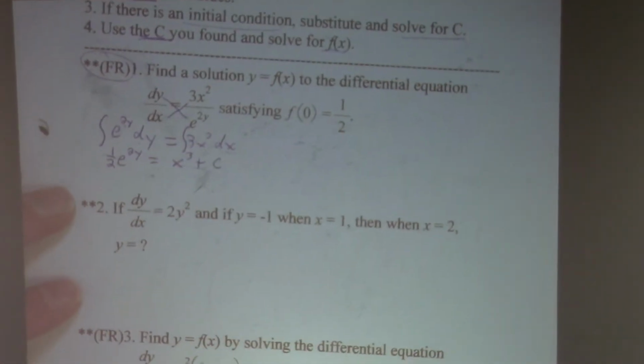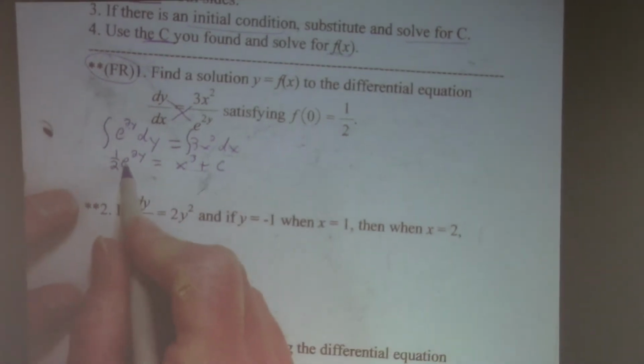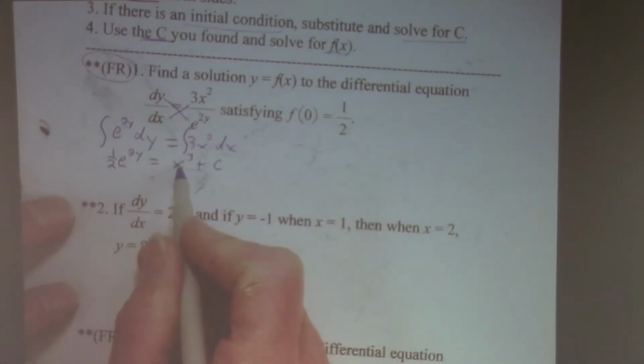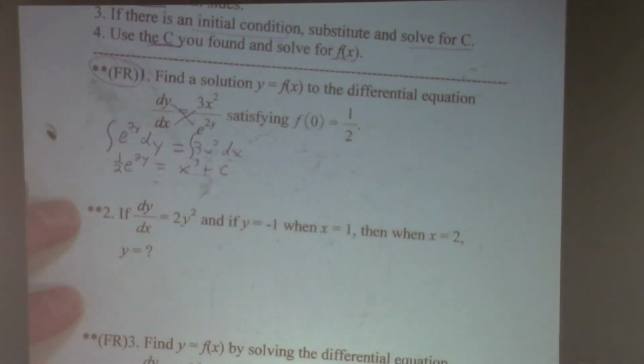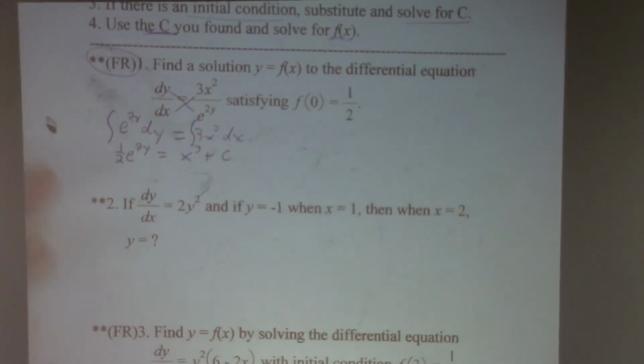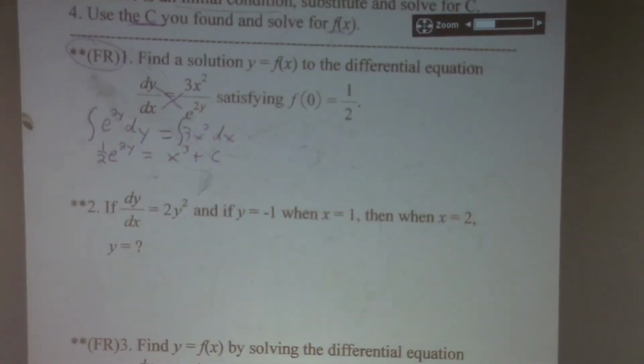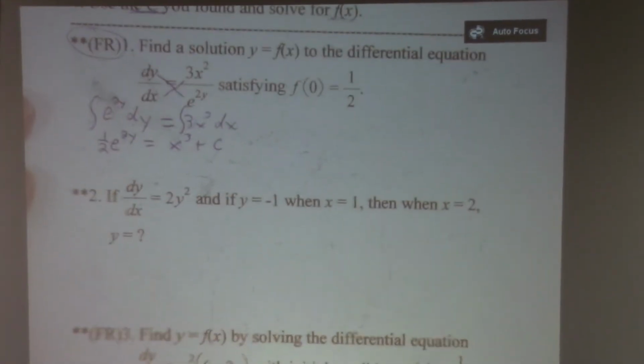And you have just earned 2 more points. 1 point for integrating this side, 1 point for integrating this side. And oftentimes you get a point just for having your plus c there. So it's very possible that that would have already been worth 4 points. So you see the points really rack up quickly here. Zooming on that just a little bit there.